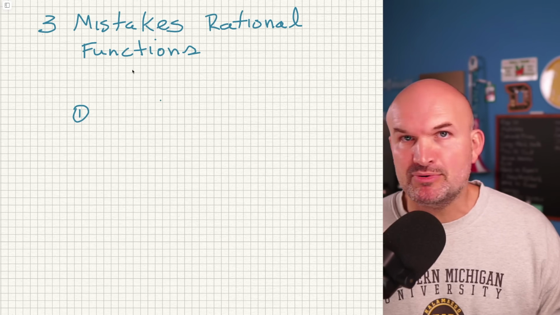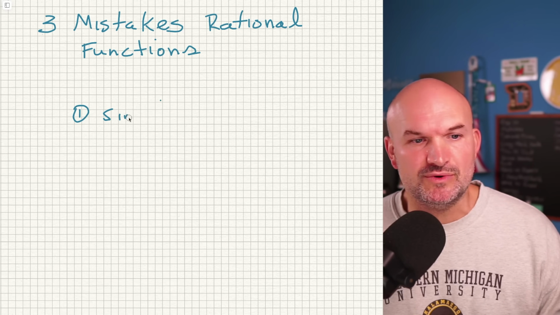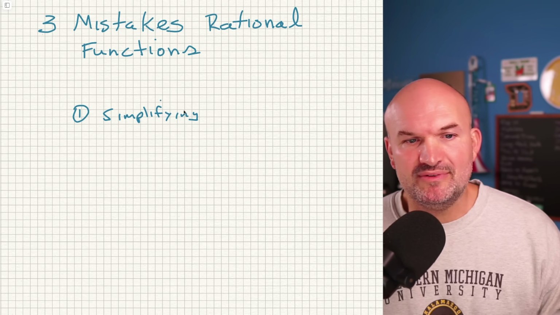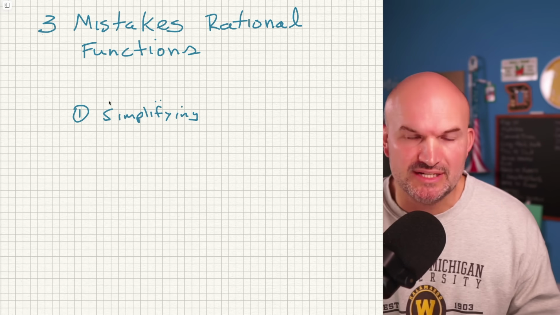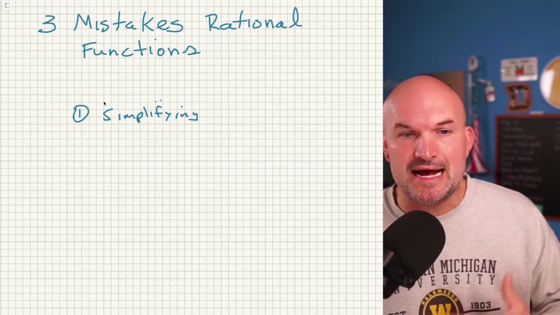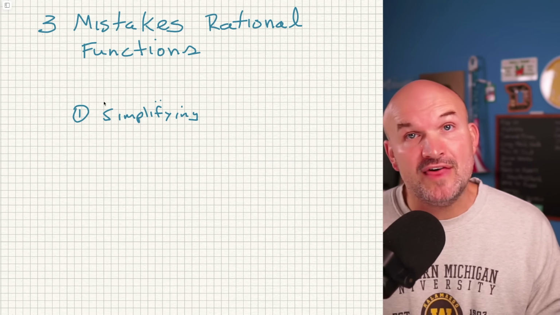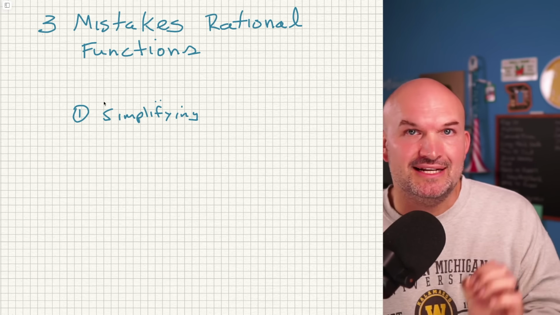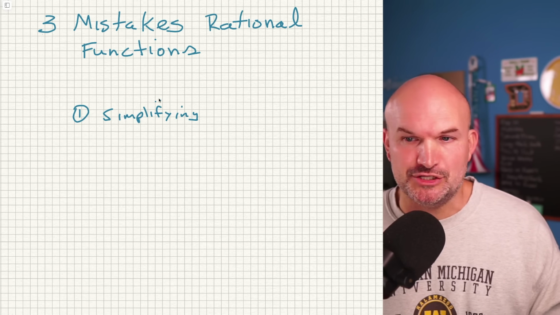So the first one is pretty common. It happens all the time, and that just comes along with simplifying. Now, when we're simplifying a rational expression, what we're trying to do is find terms, numbers, expressions that are in the numerator and the denominator that are exactly the same. Then we can apply the division property and divide them out. But the caveat is they have to be separated by multiplication.